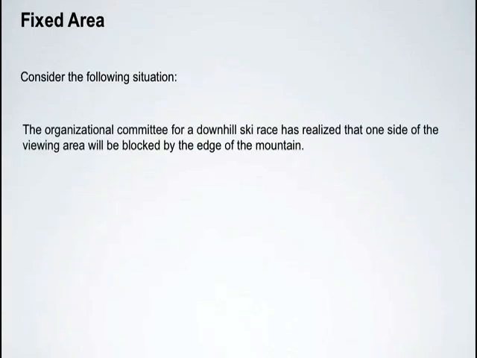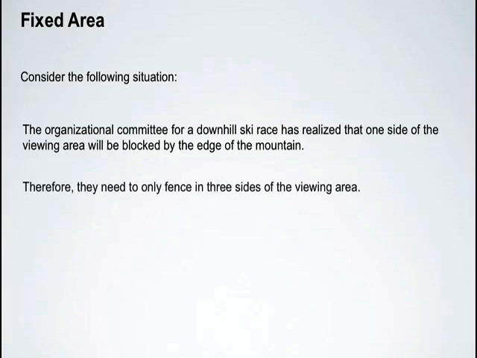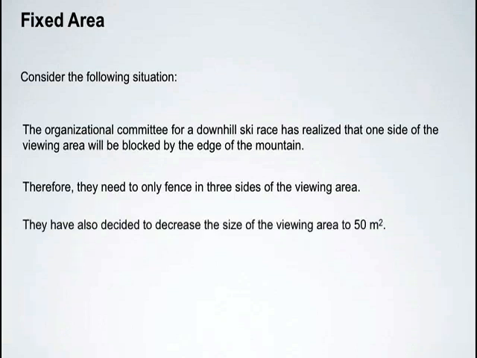Let's have a look at when we have a fixed area. Consider the following situation where we have an organizational committee for a downhill ski race that's realized that when creating a viewing area, one side of the viewing area will be blocked by the edge of the mountain. Therefore, they only need to fence in 3 sides of the viewing area. They've also decided to make sure that the viewing area has a maximum area of 50 meters squared.